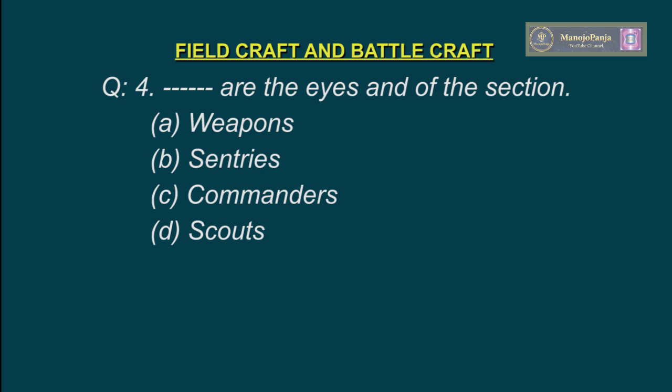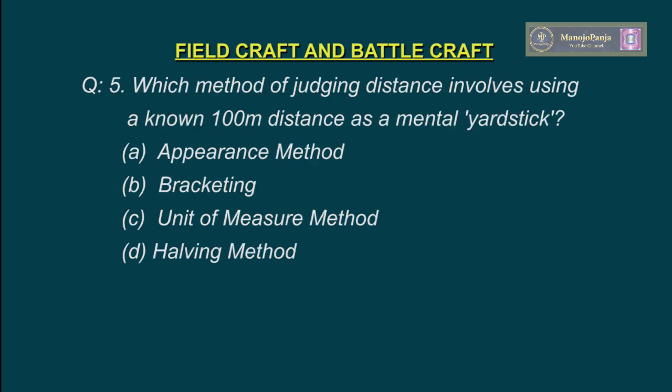Question 4. Blank are the eyes and ears of the section. A. Weapons. B. Sentries. C. Commanders. D. Scouts. Right answer D. Scouts.